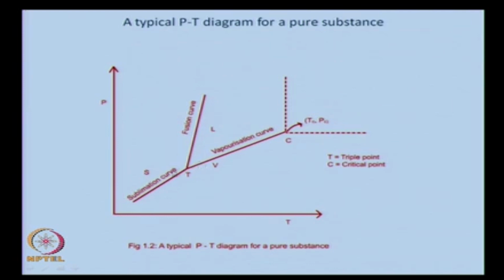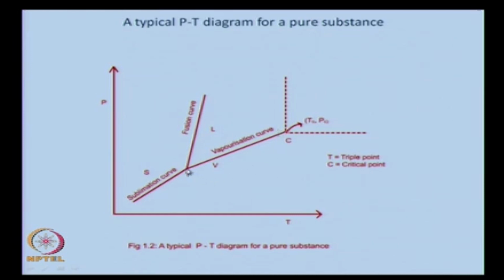Across this line, the solid becomes a vapor, and we know that process as sublimation, therefore this is called the sublimation curve. Along this line, the solid becomes a liquid, we know that it is called fusion, therefore that is called a fusion curve, and along this line, which essentially means along these values of temperatures and pressures, the liquid becomes a vapor, and therefore this is called the vaporization curve.